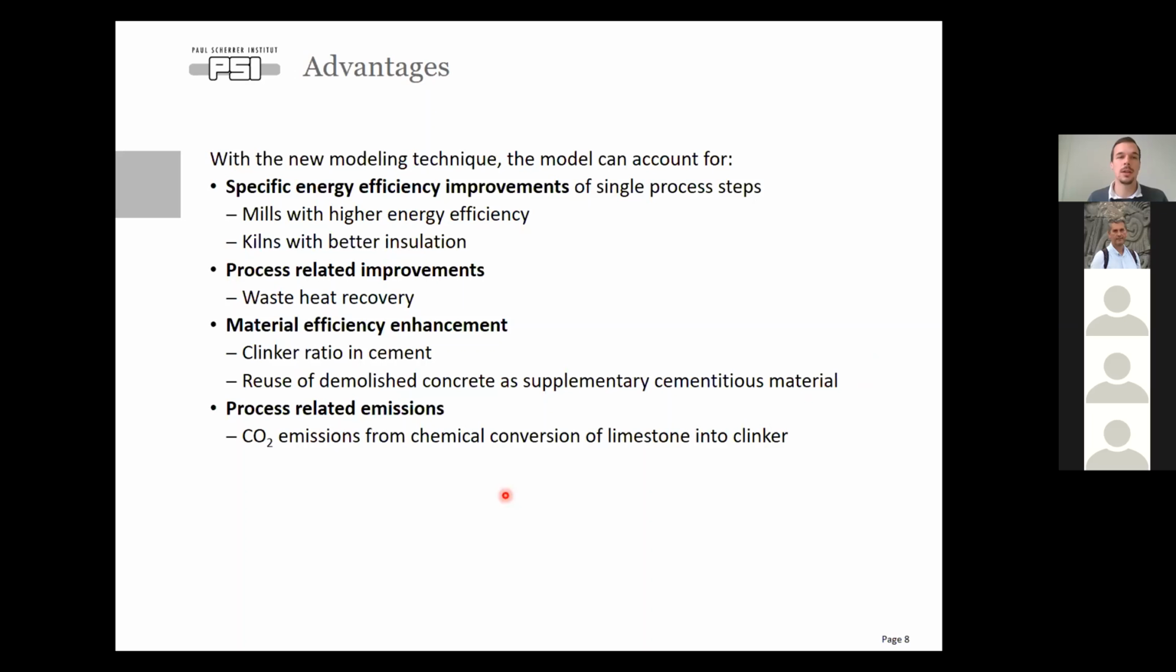What we can also account for directly are, for example, process-related emissions that occur from the chemical conversion of limestone into clinker, and we can account for that exactly where it happens. This is an important point if we want to apply CO2 capture.